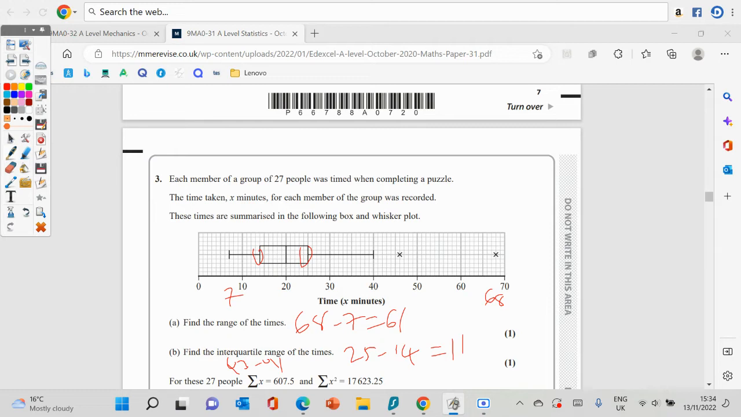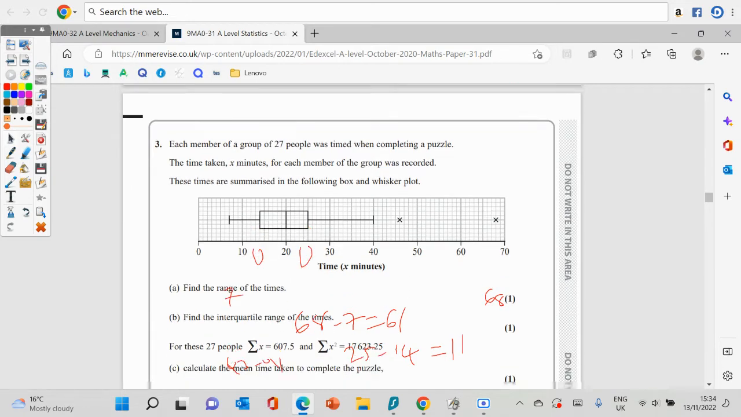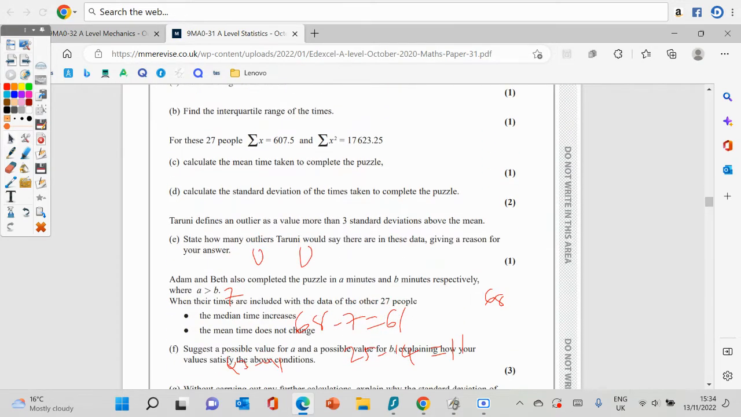That's it. Now, you might just see it called a box plot instead of a box and whisker plot, but it's the same thing. That's what can throw people off a couple of times. Now, we were also told 27 people, so that's kind of important for this next bit. For these 27 people, the sum of x is 607.5, and the sum of the x squareds is 17623.25. Calculate the mean time taken to complete the puzzle.